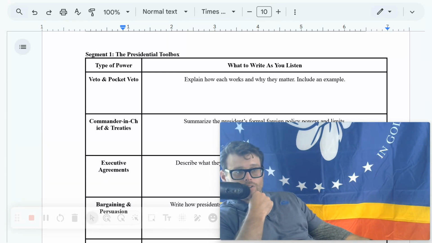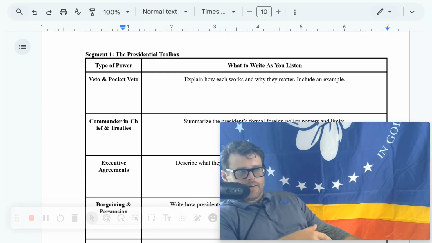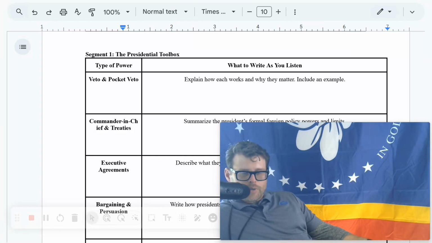But they also have something called informal powers, which would be a little bit more implied and built over time through experiences of the presidents, right? And built through influence, right, over time. Okay, so let's get into it.